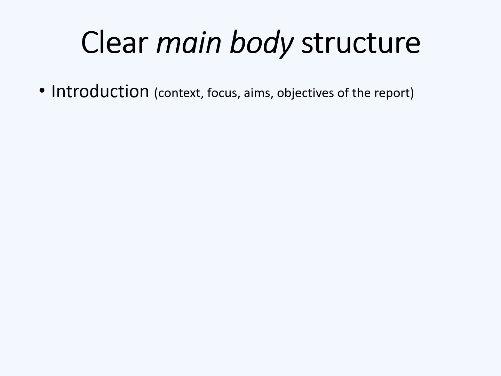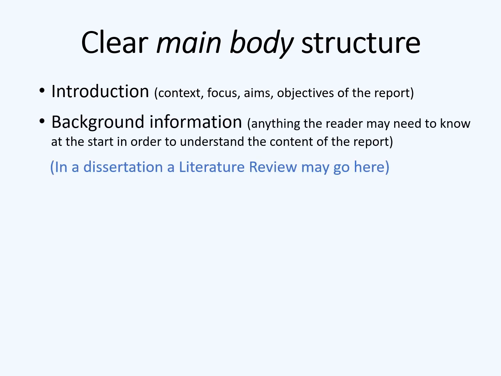Next, let's look at the main body of the report. It will begin with an introduction outlining the context, focus, aims and objectives of the report. You may need to include background information next, anything you think the reader may need to know at the start in order to understand the content of the report. It may be that this can form part of your introduction. However, in some circumstances, the background information required may be extensive enough to warrant its own section. In a dissertation, that background information may well take the form of a literature review, which summarises what is already known about the topic you are investigating.